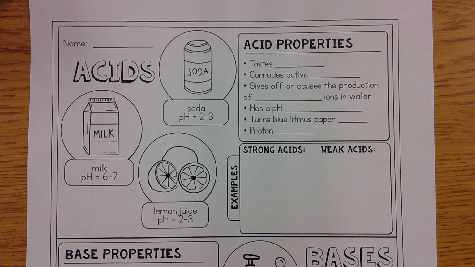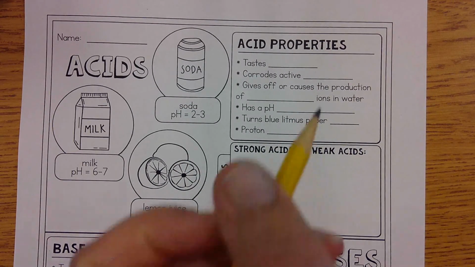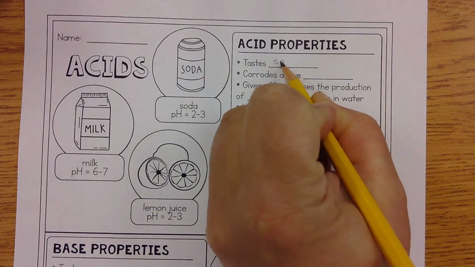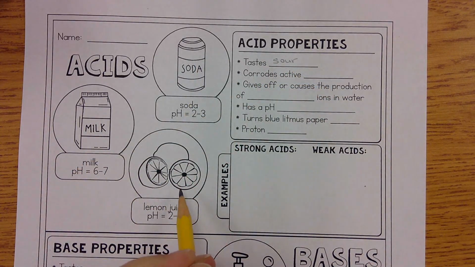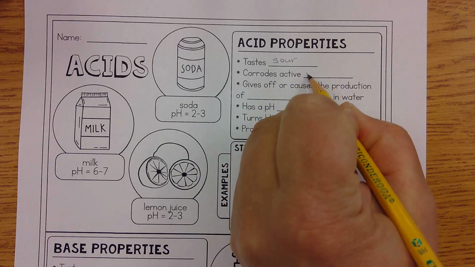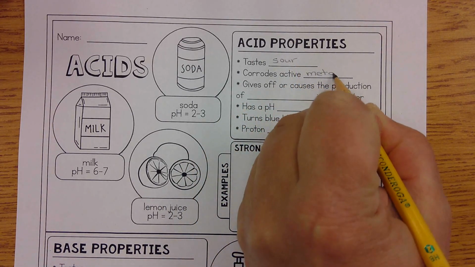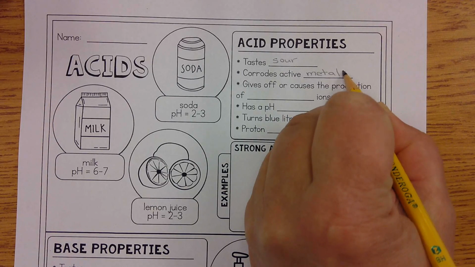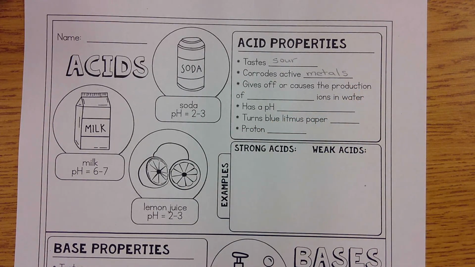Acids are things like you see these examples here: soda, lemon juice, milk. Those are all considered to be acidic. Some properties of acids is that they taste sour. Think lemons, limes, right? Kind of have that sour taste. They also will corrode metals. Yes, you can put certain metals in lemon juice and it will, after a while, corrode them. Same with the soda, and not quite as much milk, but it will after time.